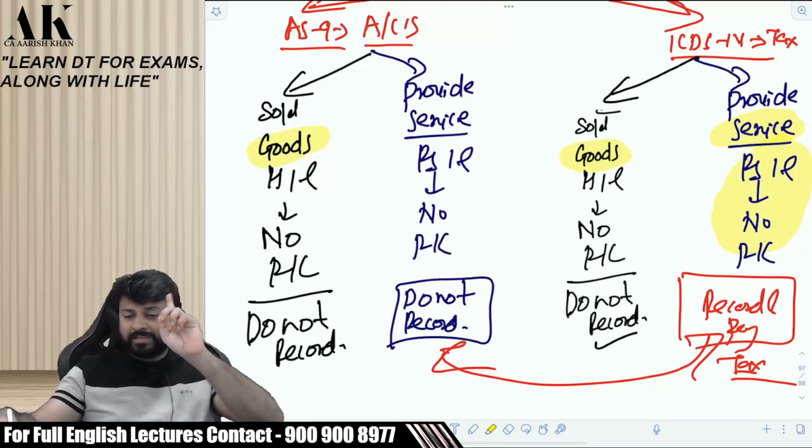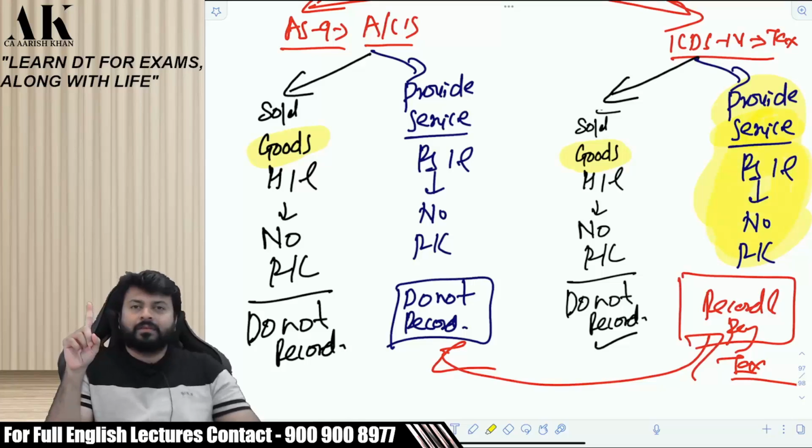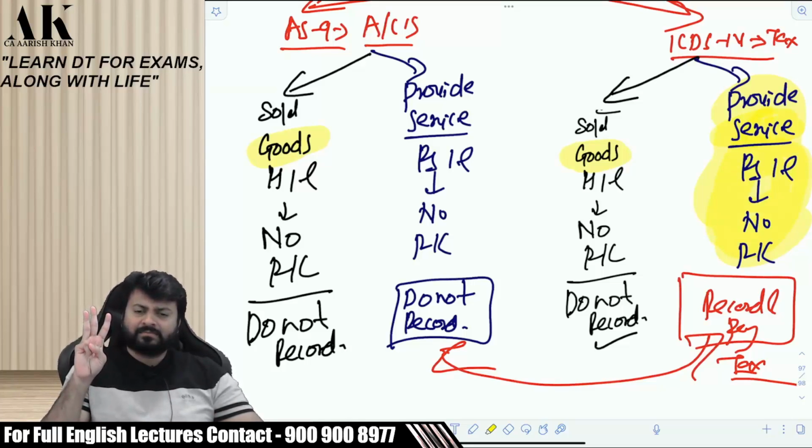Now listen, the provision starts from here. Try to understand how logically we have understood this provision. 1 lakh rupees I have provided service. No reasonable certainty. Am I supposed to pay tax? Please answer, all of you.